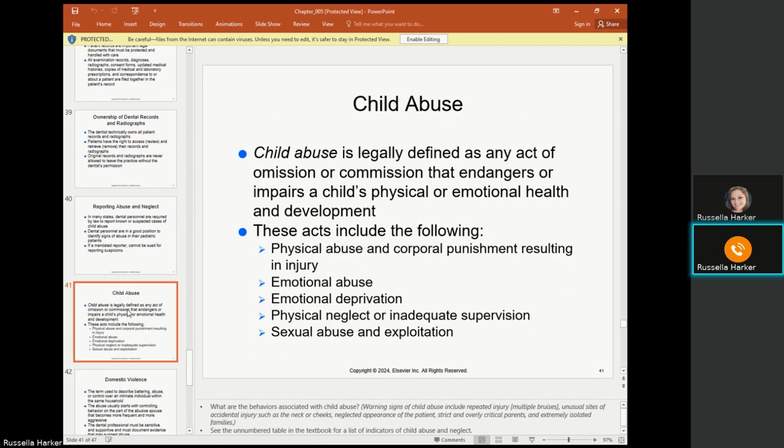Child abuse is legally defined as any act of omission, so not doing, or commission, doing something, that endangers or impairs a child's physical or emotional health and development. So it could be physical abuse and corporal punishment that result in injuries. It could be emotional abuse and deprivation, physical neglect or inadequate supervision, or sexual abuse and exploitation.